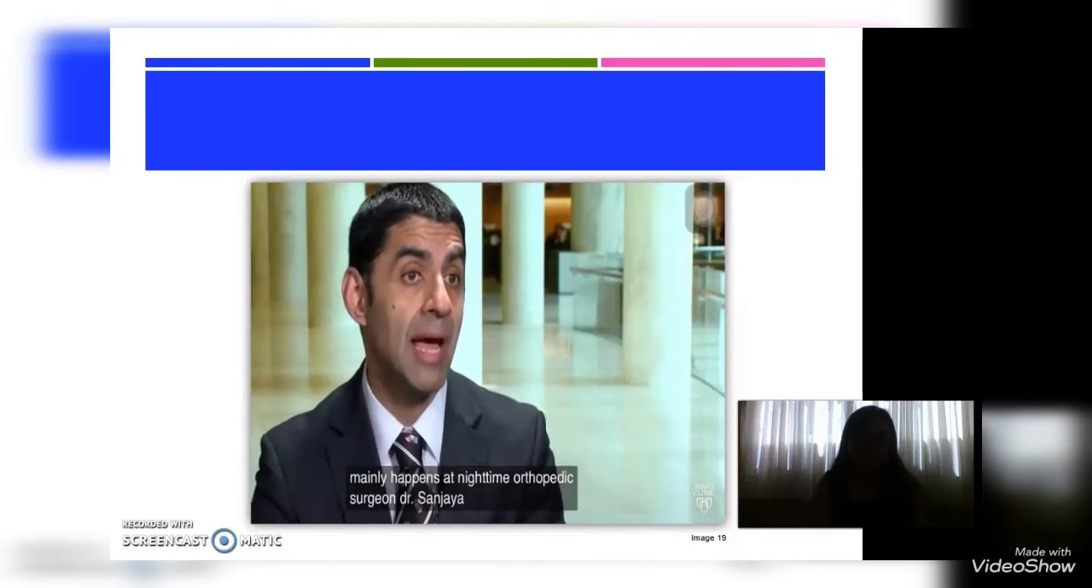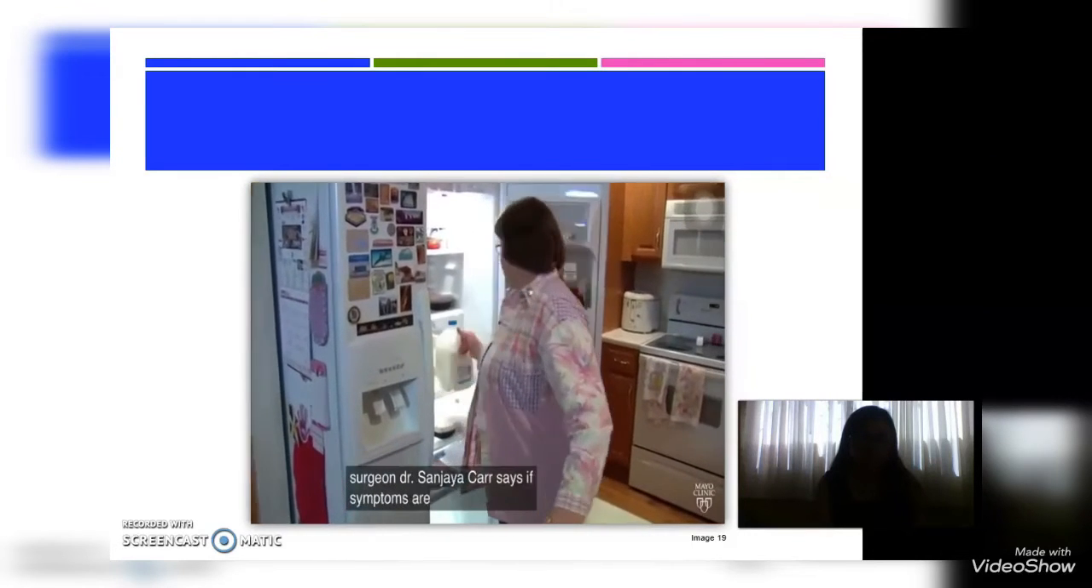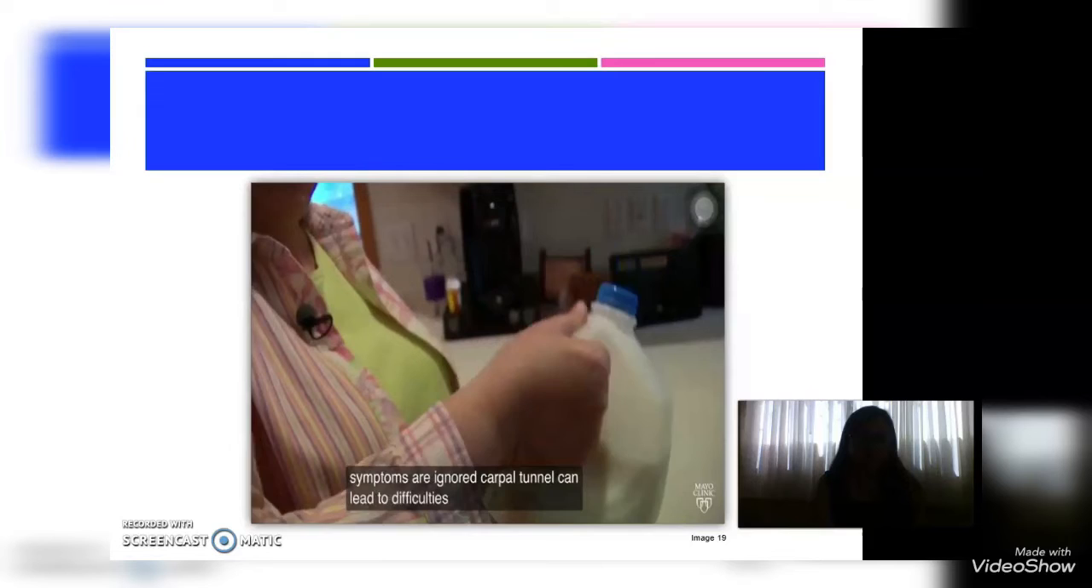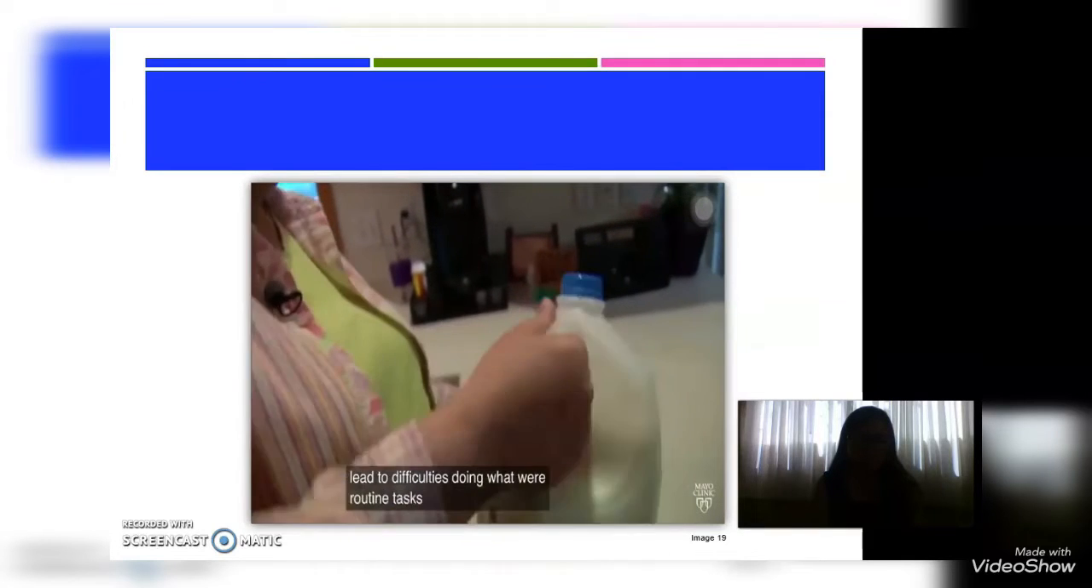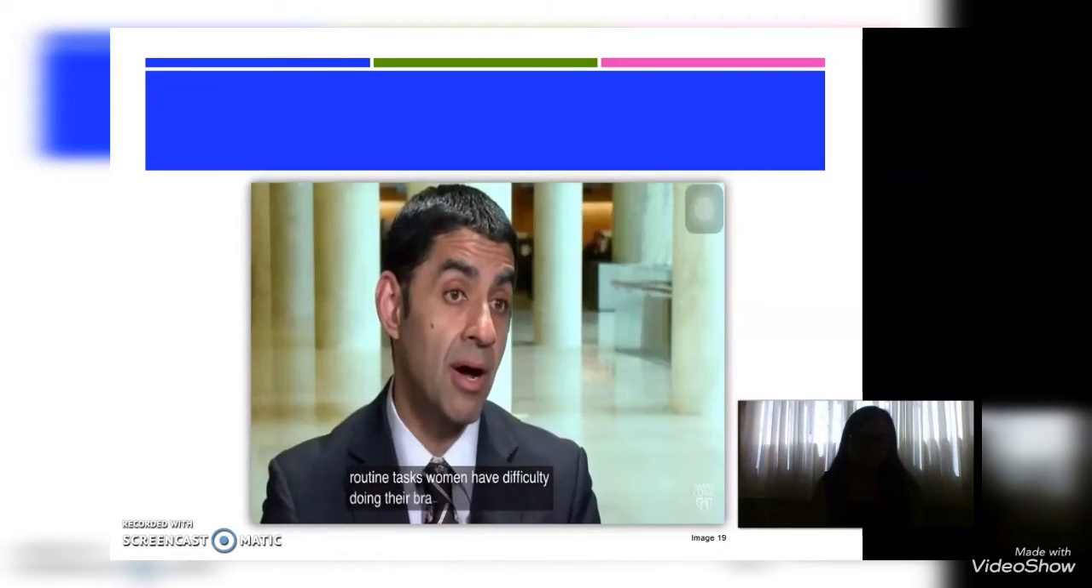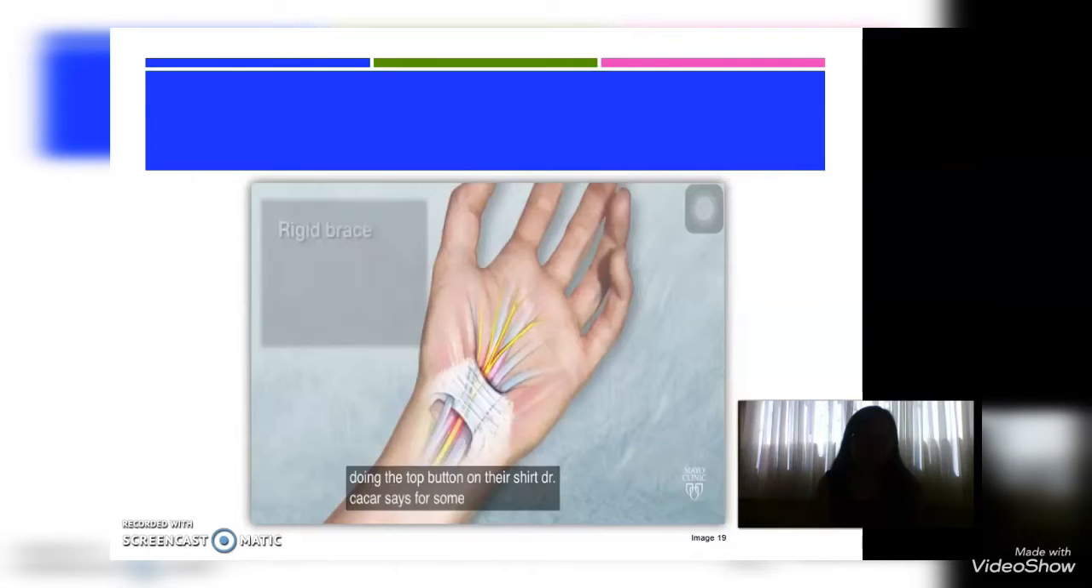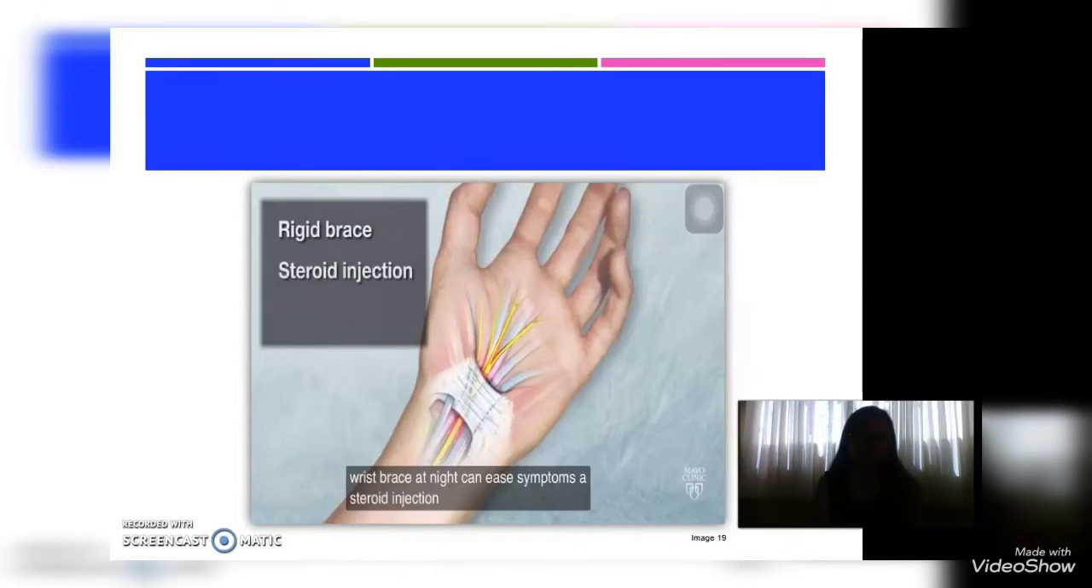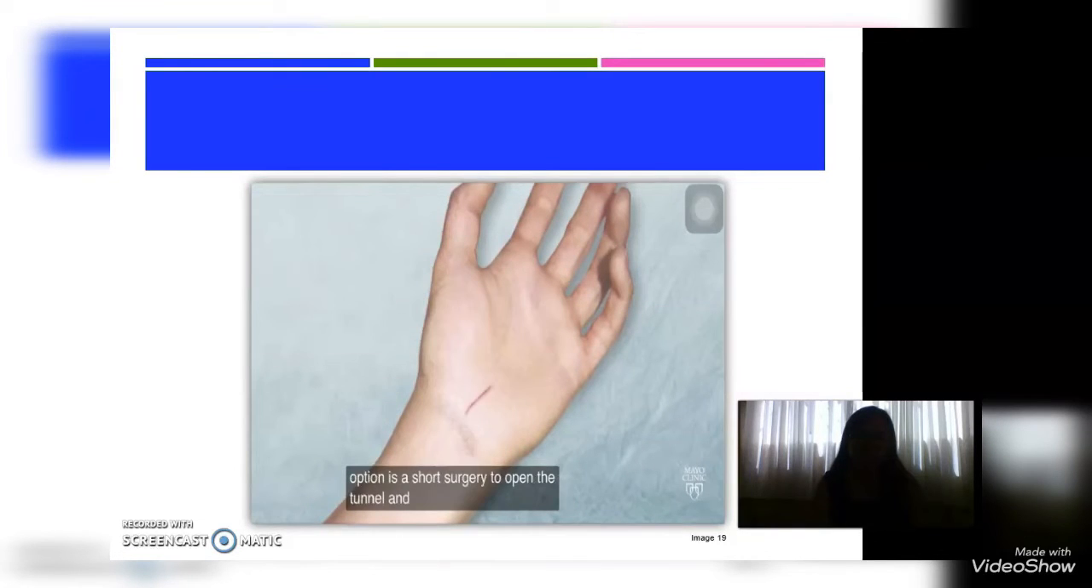Orthopedic surgeon Dr. Sanj Kakar says if symptoms are ignored, carpal tunnel can lead to difficulties doing what were routine tasks. Women have difficulty doing their bra, men have difficulty doing the top button on their shirt. Dr. Kakar says for some patients, wearing a wrist brace at night can ease symptoms. A steroid injection may help, although the effects can wear off over time. The next option is a short surgery to open the tunnel and relieve the pressure.